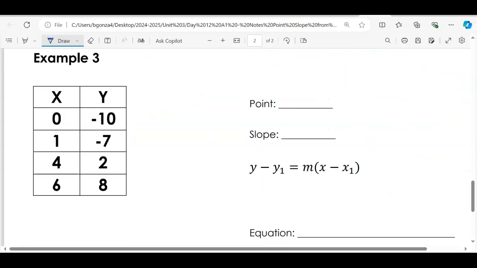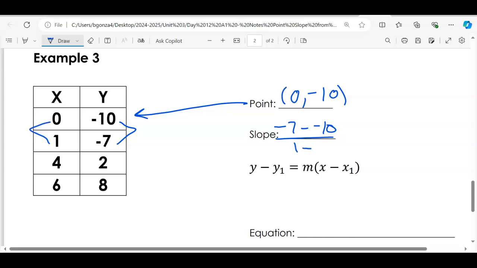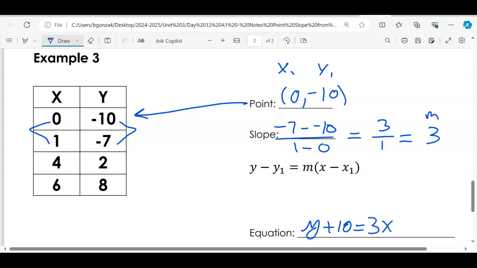Example 3. Where's my point? Why not? 0, negative 10. What's my slope? Bottom minus top. Negative 7 minus negative 10. Bottom minus top on the x, 1 minus 0. Negative 7 minus negative 10 is 3. 1 minus 0 is 1. That's 3. I got x1, y1, and m. So y minus negative 10 is plus 10 equals 3. X minus 0 is just x.